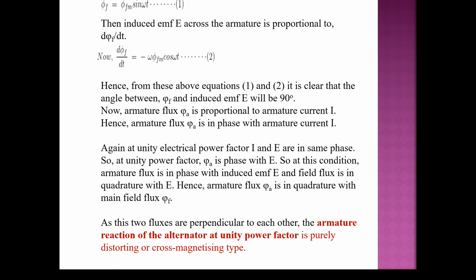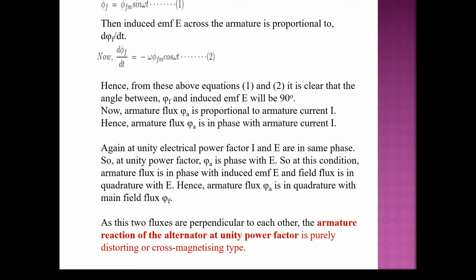I and E are in the same phase. So at unity power factor, phi a is in phase with E also. So voltage and current are in phase, flux is in phase with I. So we can say this flux is in phase with E now. So at this condition, armature flux is in phase with EMF induced and flux is in quadrature with E.